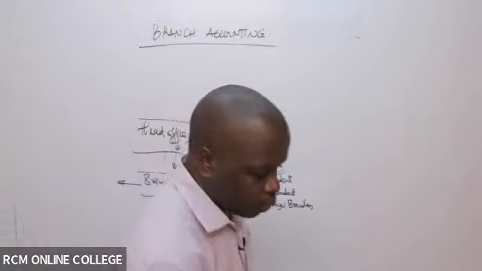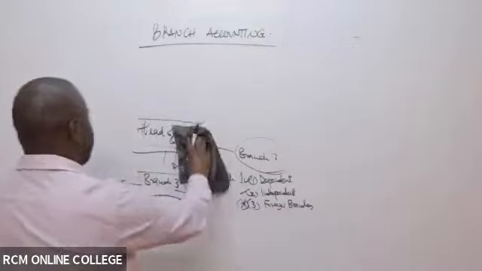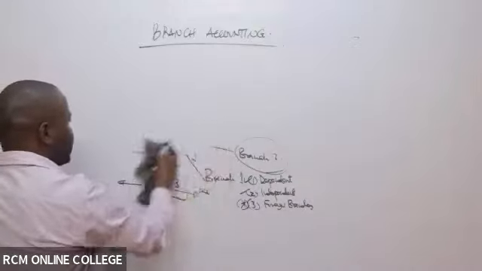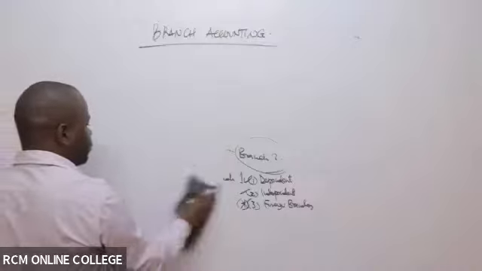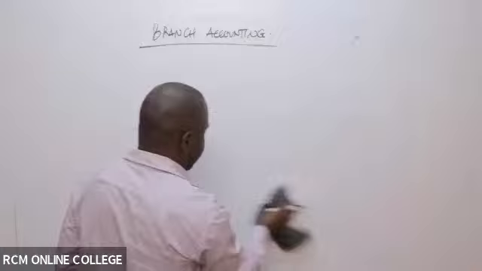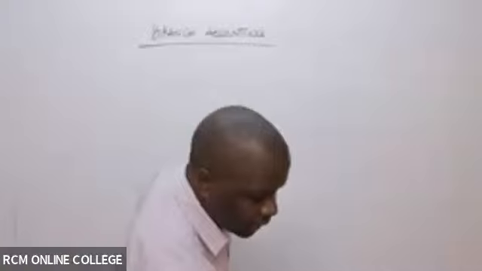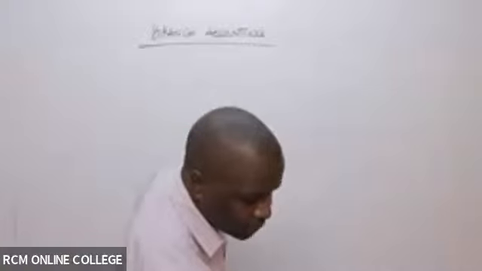So we were supposed to look at now the journal entries that will be involved where we have operations regarding a head office and a branch. We are supposed to look at the journal entries that you'll end up having to pass.